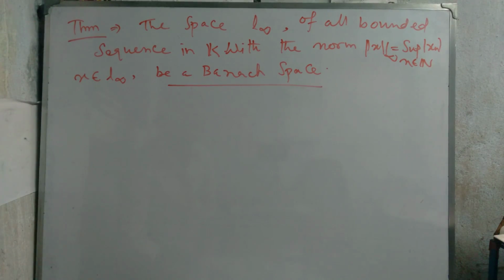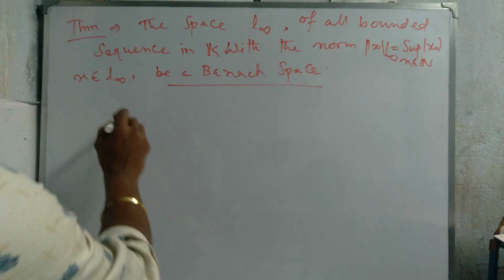We now prove that. Which space is Banach? We know that a complete normed space is a Banach space. Complete normed space means every Cauchy sequence in the space converges in this space. And normed space we also know about that. So we are now going to prove that.